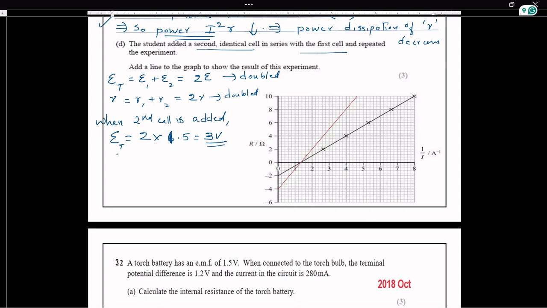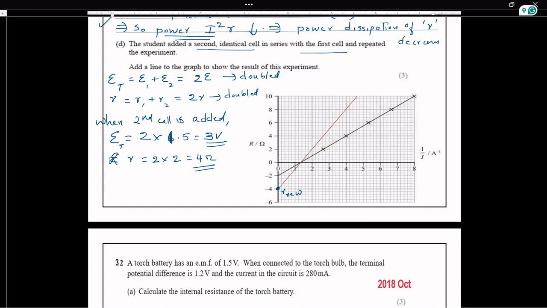And what about the internal resistance? It is 2 times. Previously the internal resistance was 2, so 2 times 2, 4 ohms. Now the question is to add a line to the graph. So we need a graph of internal resistance 4 ohms. That means the y-intercept should be 4. So this is the new total internal resistance. It is at 4.